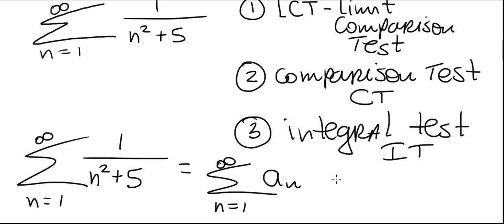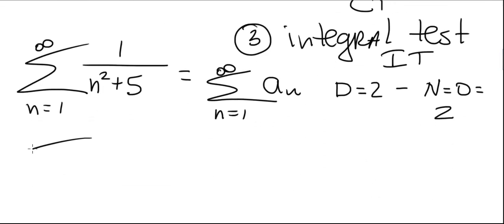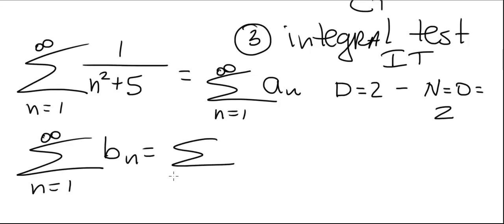The way we do that is we look at the highest power of n in the denominator, in this case it's 2, and the highest power of n in the numerator, that's 0. Subtract n from d, that gives us 2, and we're going to select the simplest series so that the difference in the highest powers, denominator minus numerator, is 2, and we'll call it our b sub n series. So in this case the selection is the series n equals 1 to infinity, 1 over n squared.